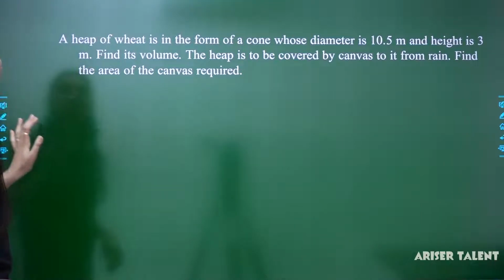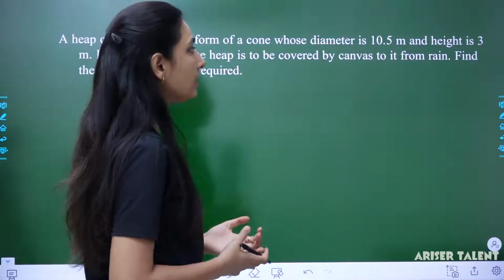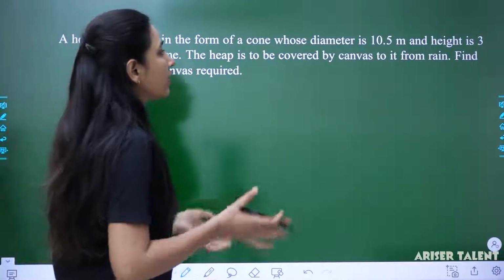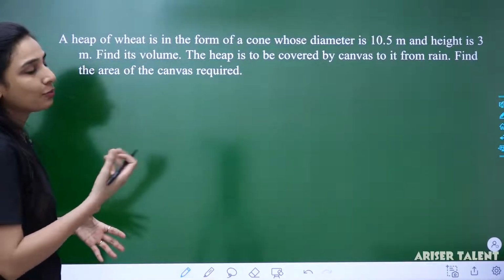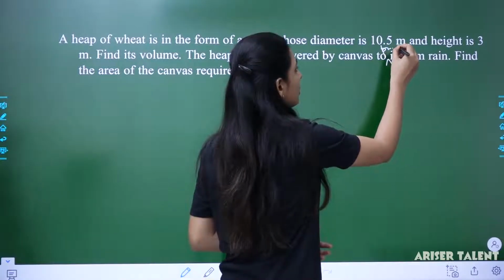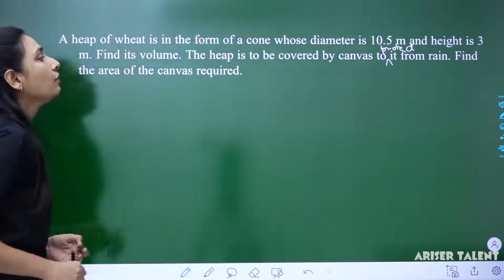Next. A heap of wheat is in the form of a cone whose diameter is 10.5 meter and height is 3 meter. Find its volume. The heap is to be covered by canvas to protect it from rain. Find the area of the canvas required.